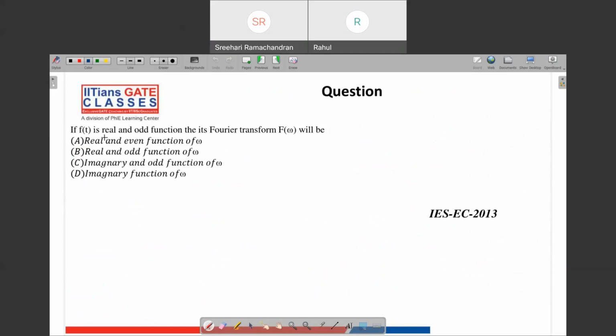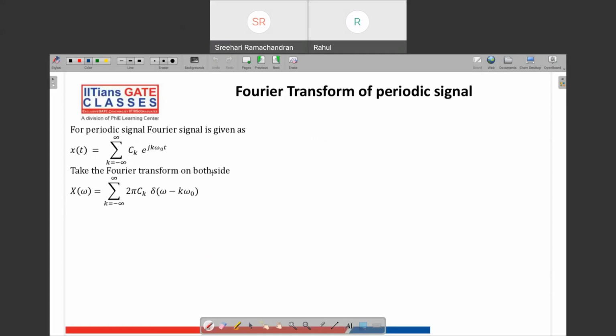Okay, if a signal is real and odd, then its Fourier transform F of omega will be... So it is directly based on that property. If the signal is real plus odd, the Fourier transform will be an imaginary function of omega. Let's go to the next slide.